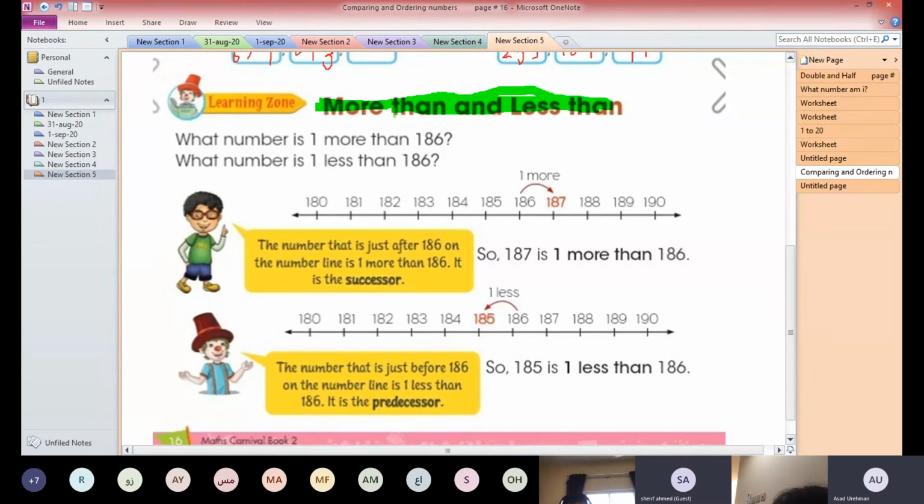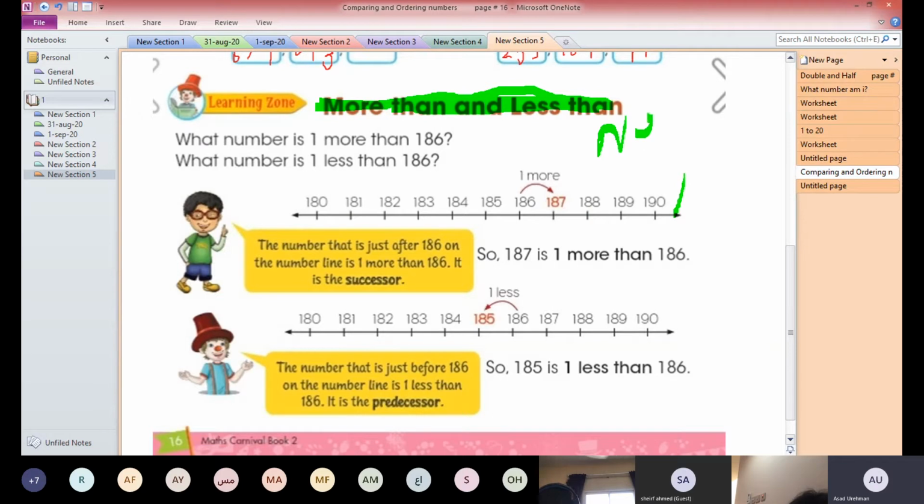More than and less than. Okay, class. This is a number line. This is known as number line. You can see here, and you don't need to unmute now because I'm explaining something. You have to listen to me very carefully. This is the basic concept of this more than and less than. This line is known as number line.